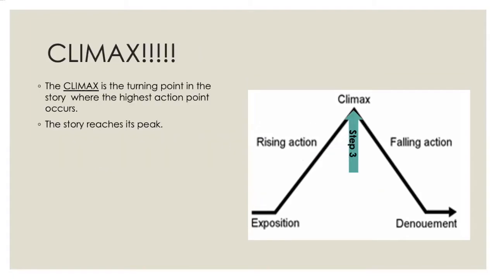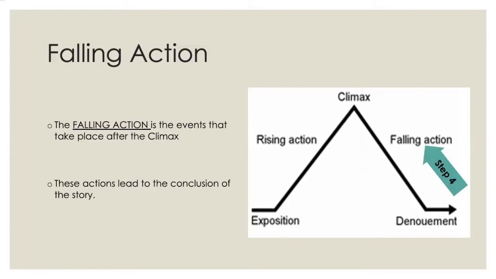The climax is the turning point in the story where the highest action point occurs. This is where the story in the whitewater rafting reaches its peak. The main character, Sally, falls out of the boat due to the storm, and they don't know what's going to happen to Sally. The biggest thing that happened is she fell out of the boat. So that's going to turn this whole story around, and things are going to occur now to end the story.